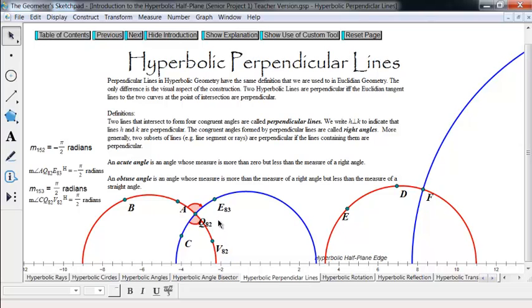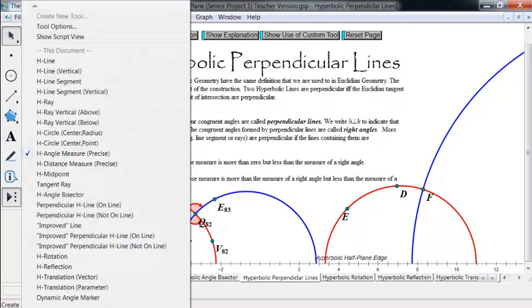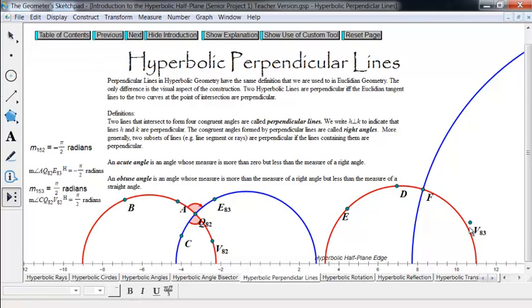Now in general, when you have two lines that meet, let's just make a couple of different lines here. So let's make a, we'll just use an H line here.